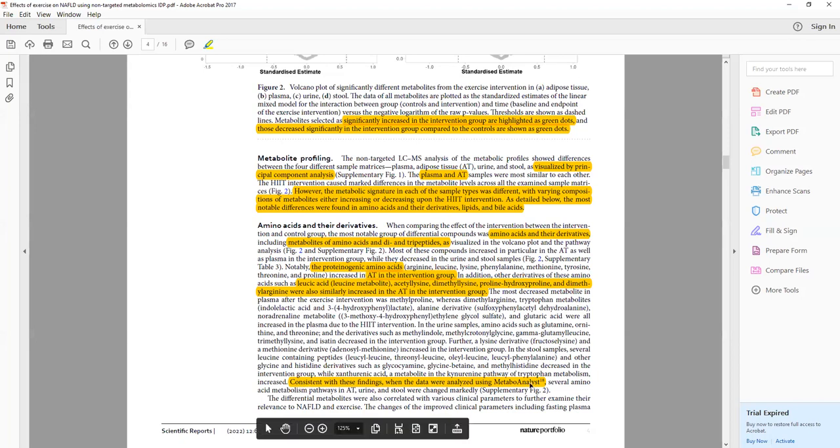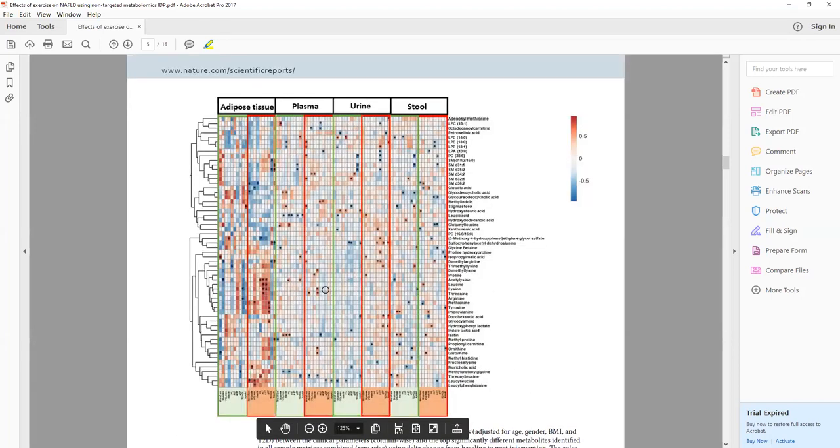There you can see a plot. Now they show this. Sorry, are you still there?